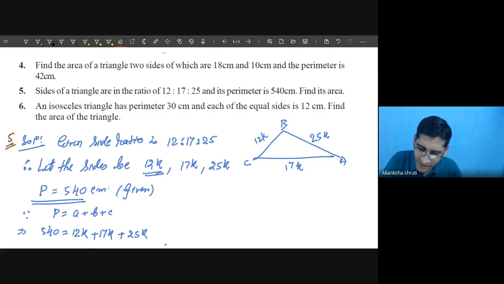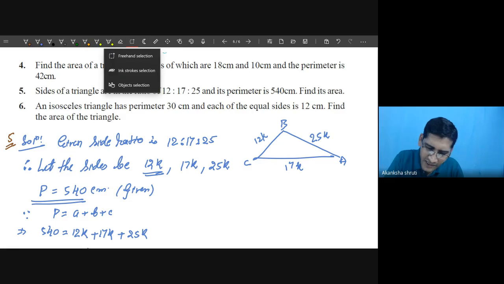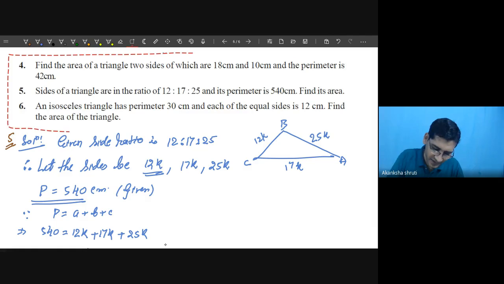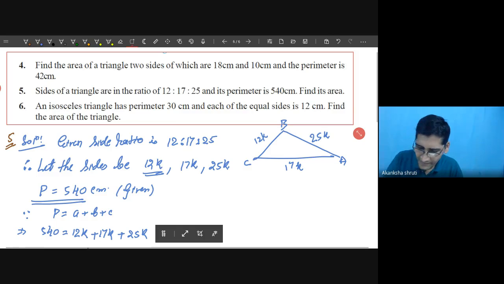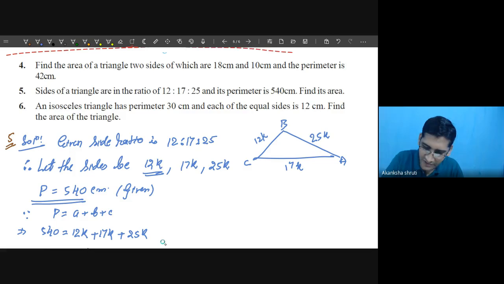You have to just apply the concept. In this question, only the thing related to ratio was given. So we had selected the ratio first. The ratio is converted into the actual length. Then we had applied Heron's formula. So it was that one.